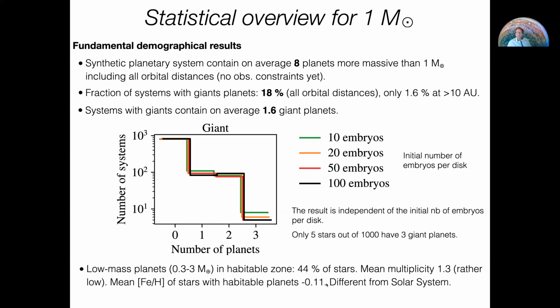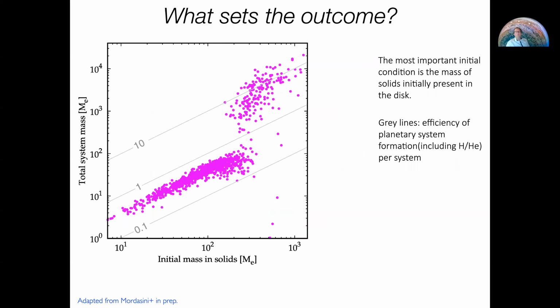So these are these results, and the next question is probably now talking about the link to the disk properties. What sets the outcome? And as you could guess from these different classes that we talked about before, the most important initial condition is the mass of solids, of planetesimals, initially present in the disk. And this we can see here. So what we have here on the x-axis is the initial mass in solids that we have in the disk at the beginning, and on the y-axis we have the final total system mass. So for each system, these are 1,000 points. Each point is the sum of all the planetary masses in this system.